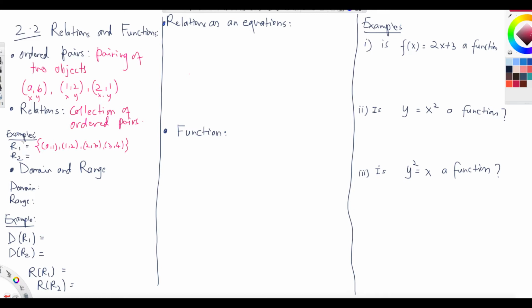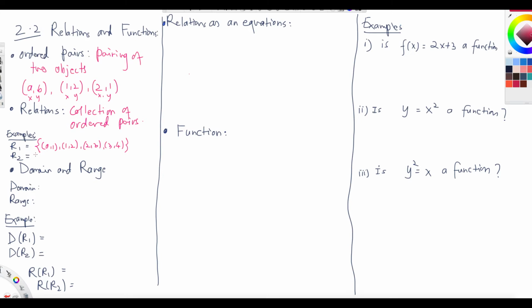A relation is denoted by R1, R2, R3, or any function like F or F1, F2, F3, like that. And while writing the relation, we enclose it in curly braces. Each relation has a collection of ordered pairs. It may have just one ordered pair or more than one ordered pair, okay?